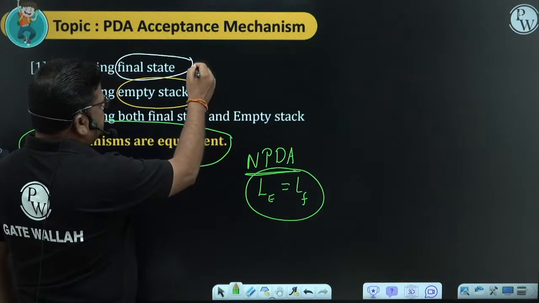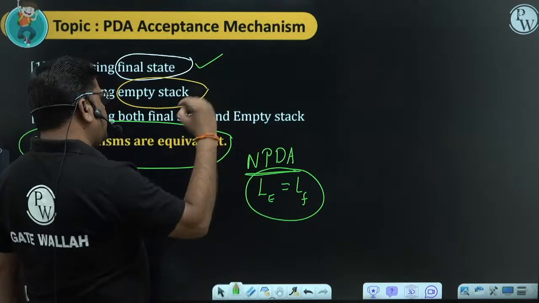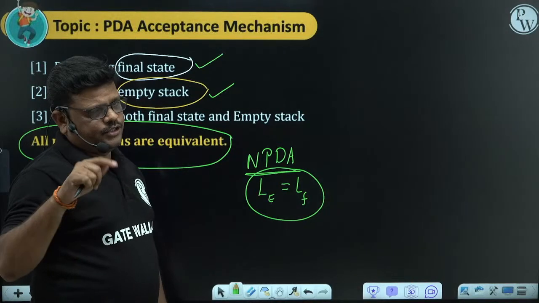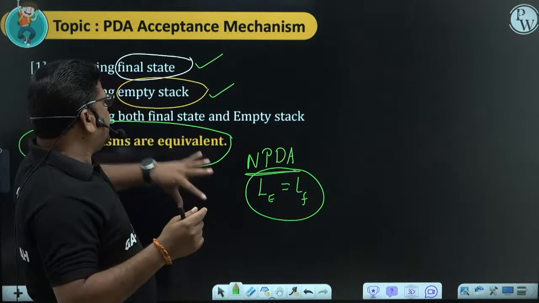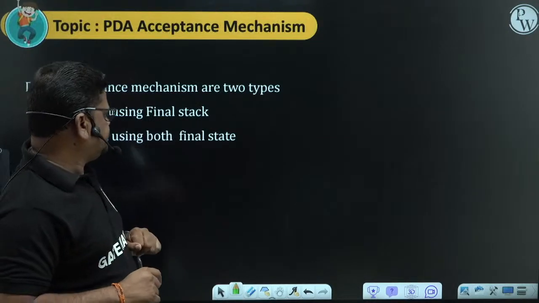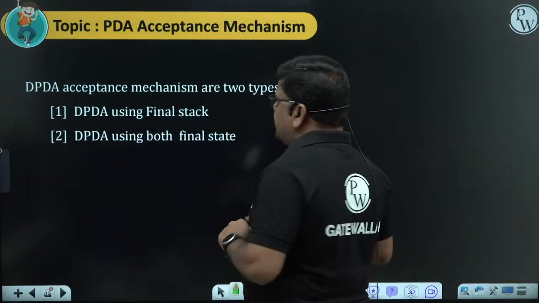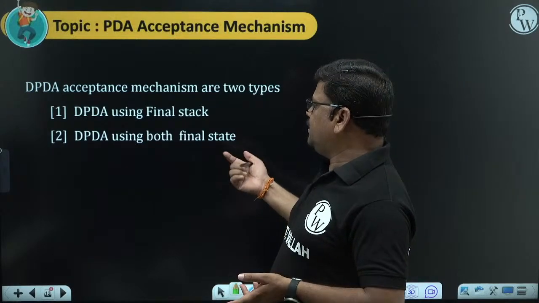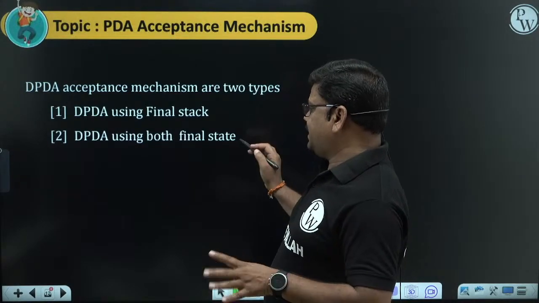How many languages does the final state mechanism accept? All those. That means if a language is accepted by final state, it should be accepted by empty stack in NPDAs. But this situation is not there in DPDA. In DPDA, final state and empty stack are different.